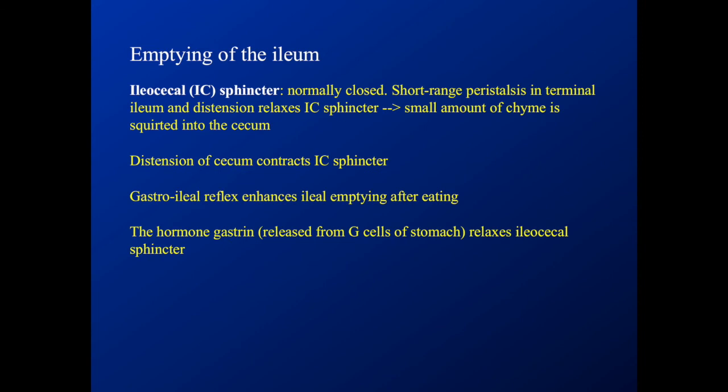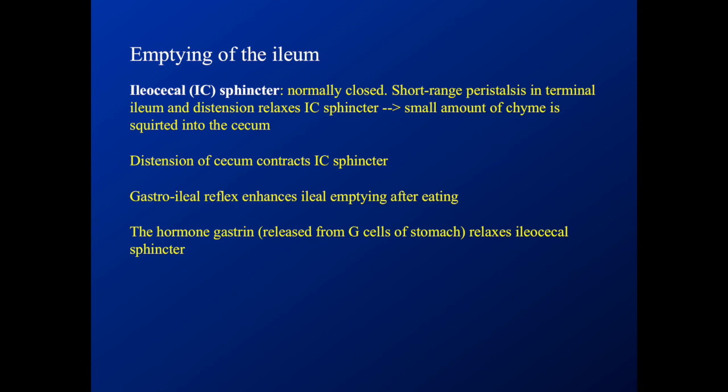So, talking more about the ileocecal sphincter, it's generally closed, and this is to prevent bacteria from the cecum coming into the small intestine and making it less sterile than it should be. Short-range peristalsis in the terminal ileum will relax the sphincter and allow a small amount of chyme into the cecum. And this then, similar to the pyloric valve, ensures flow in one direction only. You need pressure and food near the sphincter for it to relax and for the chyme to pass through.